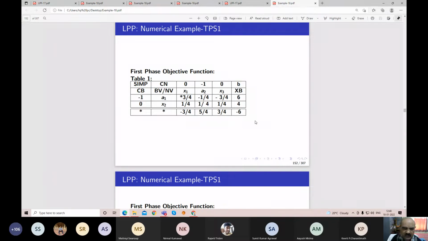So this table you can see here. We have got a table. Again, I am explaining: the non-basic variable coefficients 0, minus 1, 0. Basic variable coefficients minus 1, 0. Presently, basic variables are a1 and x2. Non-basic variables are x1, a2, x3. And the basic variable values: what is the value of a1? 6. What is the value of a2? Sorry, x2, that is 4. And the objective function value is minus 6 now.